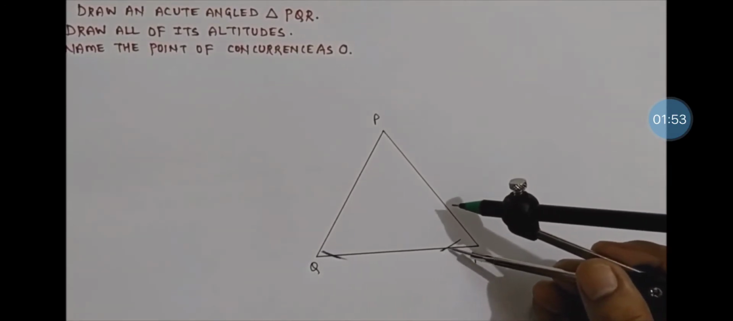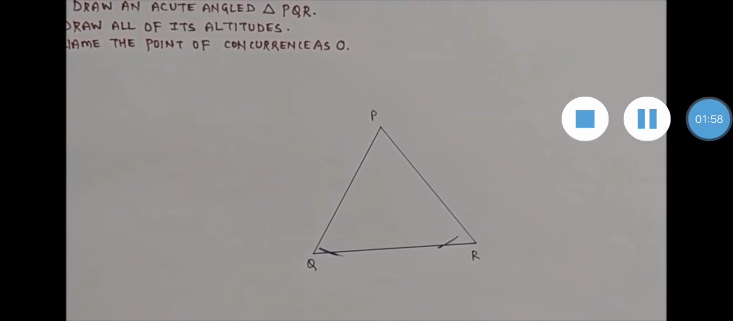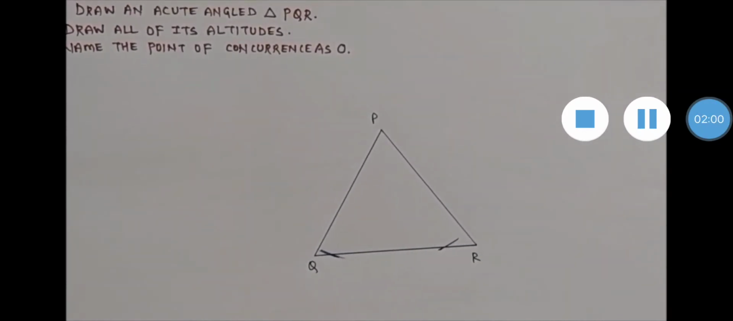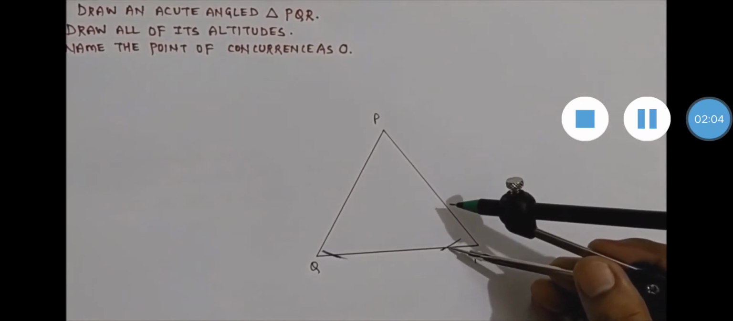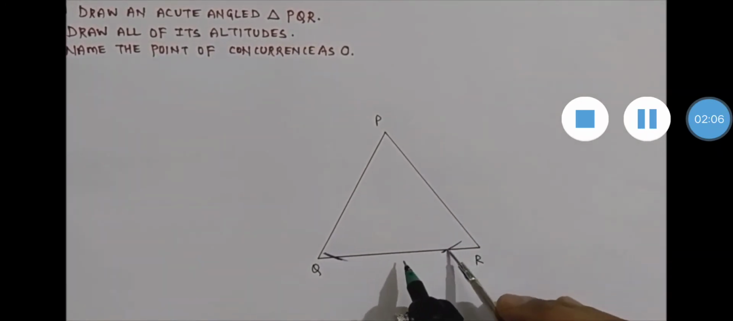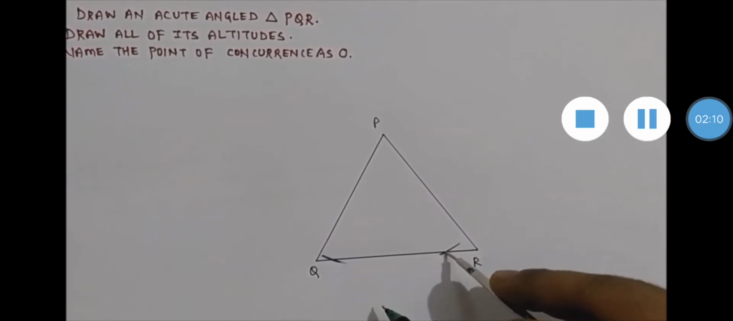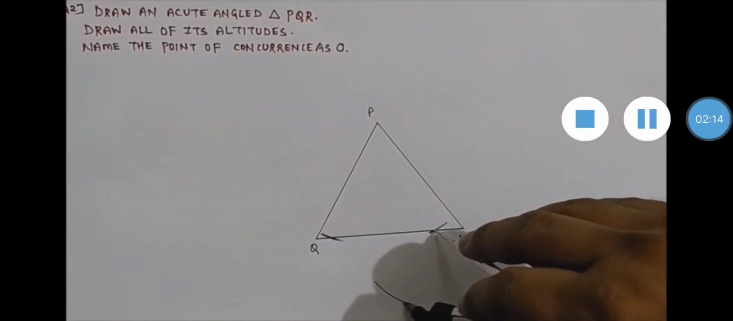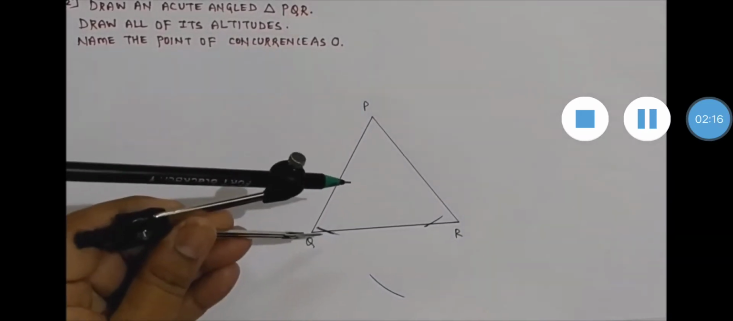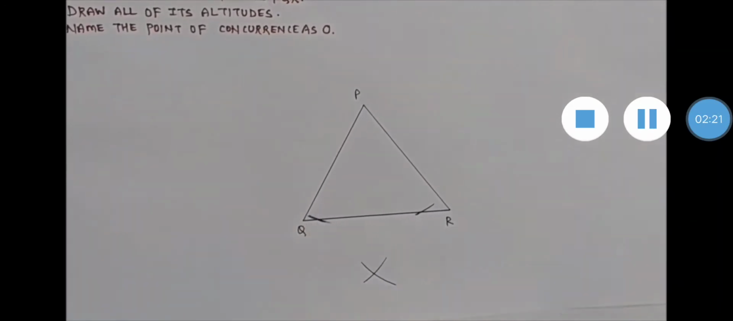Now after this, take the compass and place it on one arc and open the compass more than half between the two arcs. Make an arc below as well as on the upper side.